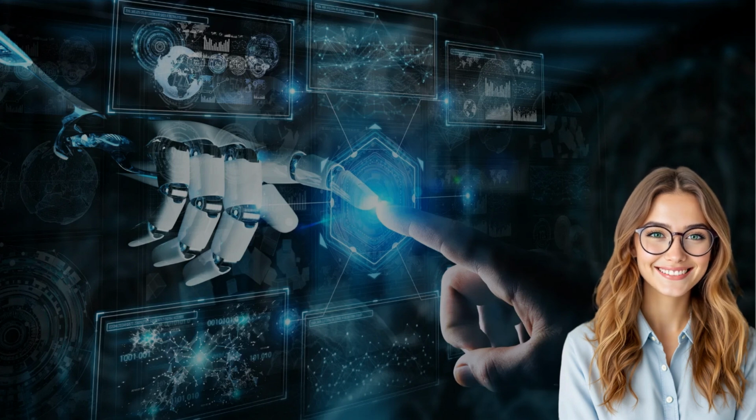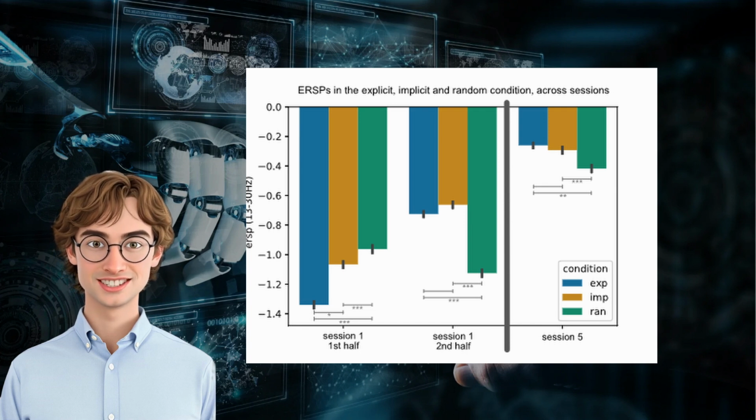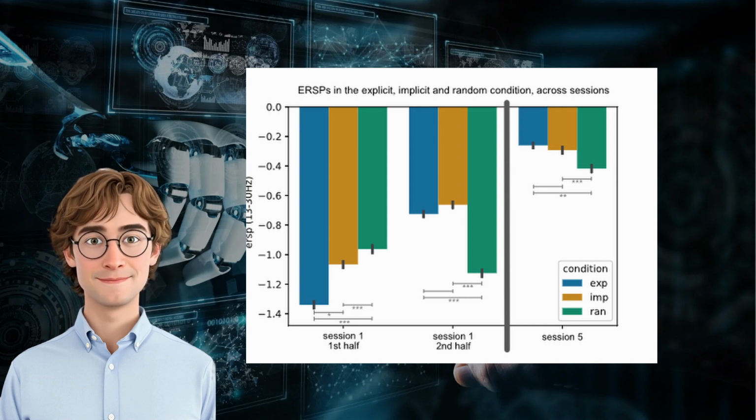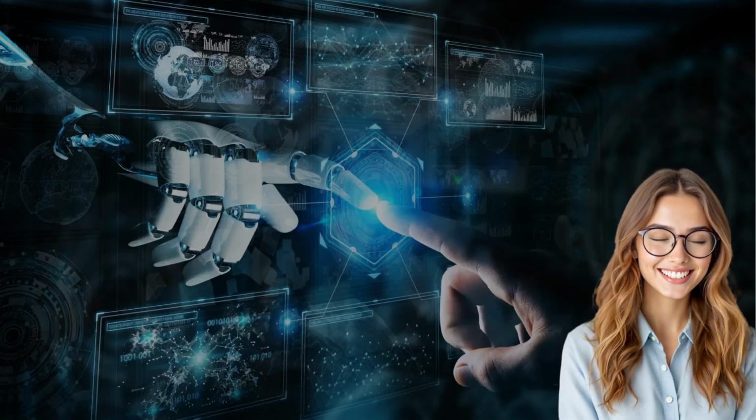Okay, makes sense. And drumroll, please. What did they find? They found that both implicit and explicit learning led to an increase in beta power over those sessions. But here's the interesting part. Early in the training, the explicit learning group showed a much stronger suppression of those beta waves. Now that's interesting. Why would explicit learning have a more dramatic dip in beta power at the start? What's the thinking on that?